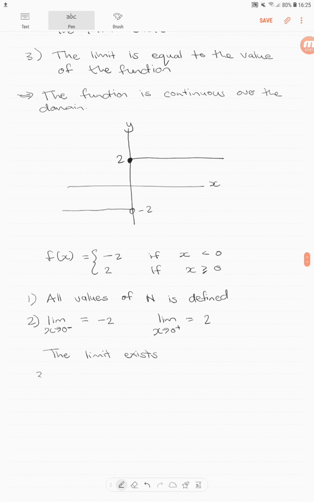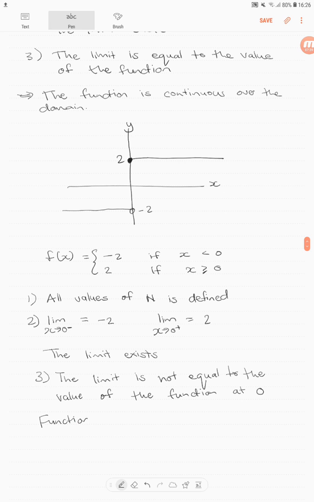But the limit is not equal to the value of the function. So if we are very close to the 0 line, we don't know if we're at -2 or +2. And that's why the limit is not equal to the value of the function at 0. Therefore, the third rule fails and the function is not continuous.